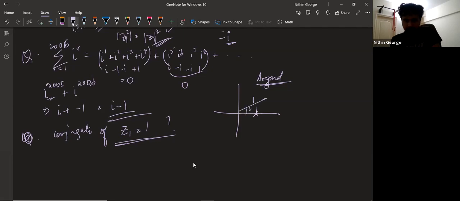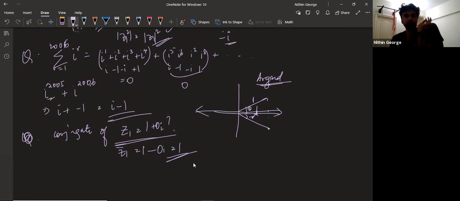So if it had an angle theta, it would have gone down by minus theta. Okay, the conjugate. Or think of it like this. 1 plus 0i is this number. We are looking at 1 minus 0i, which is 1 itself. Right? So any number on the real axis will have its conjugate as that number itself. Okay, this much should be clear to you.